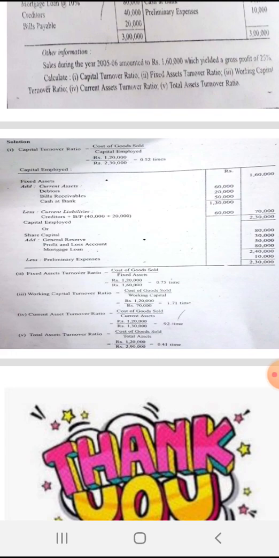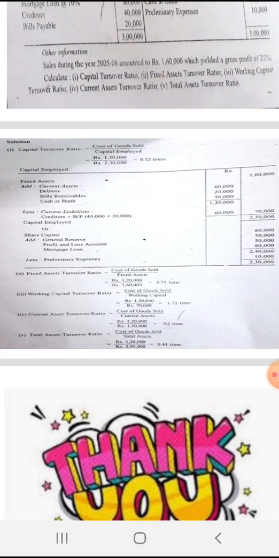Now let us see how it has been calculated. Fixed asset is equal to 1,60,000, to which we have added current assets, that is debtors, bills receivable and cash. Debtors is 60,000, bills receivable 20,000 and cash 50,000. The total is 1,30,000. And current liabilities, that is creditors and bills payable, 40,000 plus 20,000. Now we have deducted current liabilities from the current assets, that is 1,30,000 minus 60,000. The total is 70,000. Now we have added 1,60,000 and 70,000, that is 2,30,000.